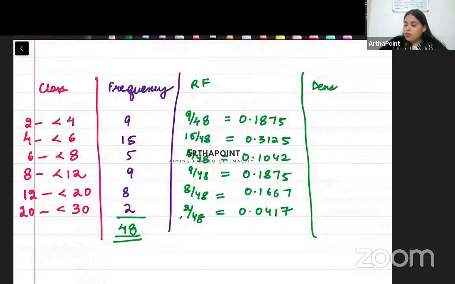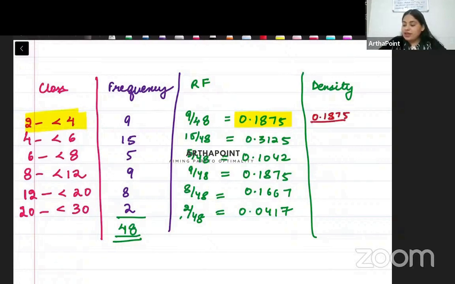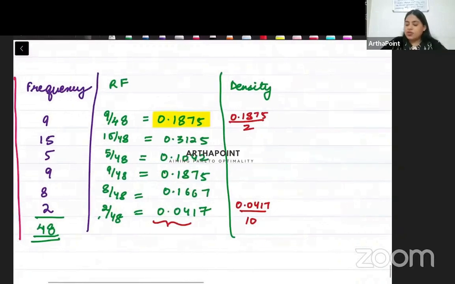Now I want to talk about density. So beta, what was density? Relative frequency divided by the class interval. So ये हो जाएगा 0.1875 divided by 2. ये हो जाएगा 0.0417 divided by 10 and so on. तो यहाँ पे आपकी कुछ values आ जाएंगी.